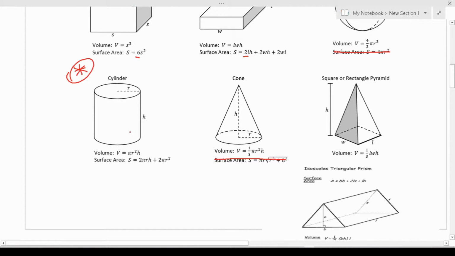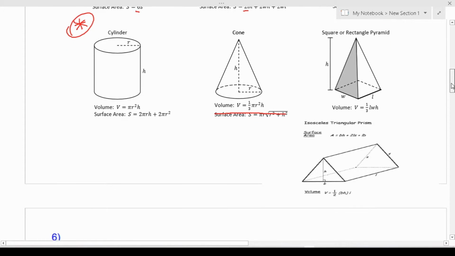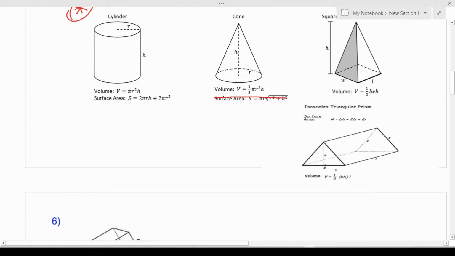Again, I'm just going to run through these very quickly. And then as we do the practice problems, I'm going to point out how these are related to their area formulas, the formulas to find the area of circles, squares, and rectangles. For a cone, you just need to know how to find volume, and that's 1/3 pi r squared times height. For square or rectangular pyramids, the volume is 1/3 length times width times height. And finally, for isosceles triangular prisms, volume is 1/2 base times height times length.